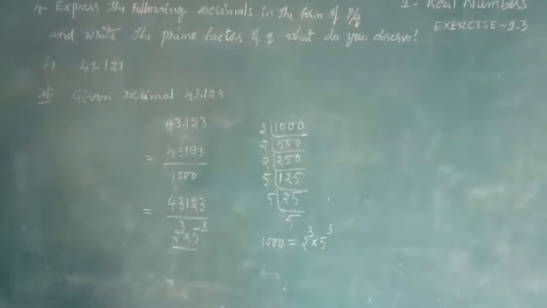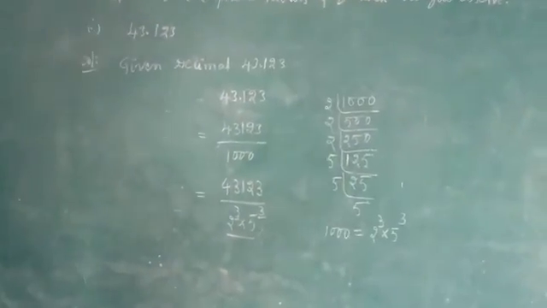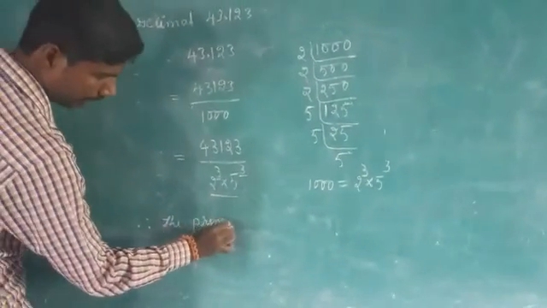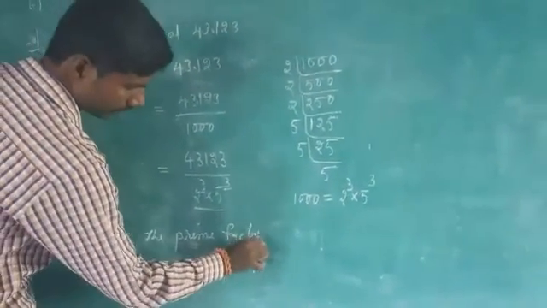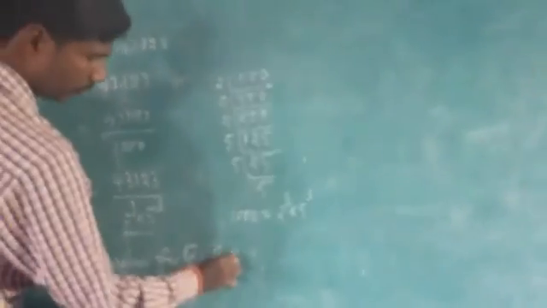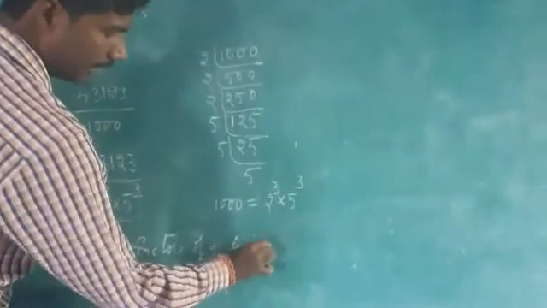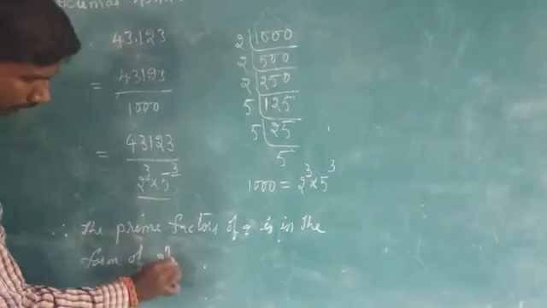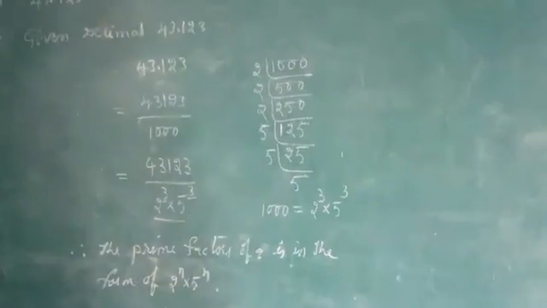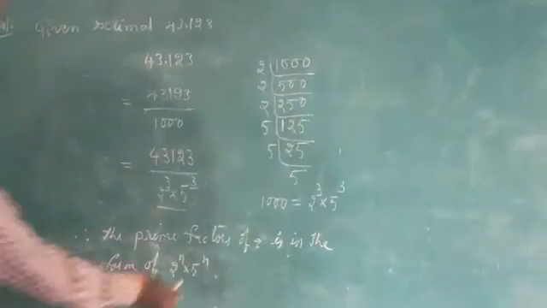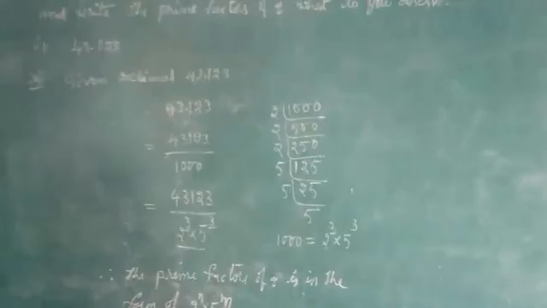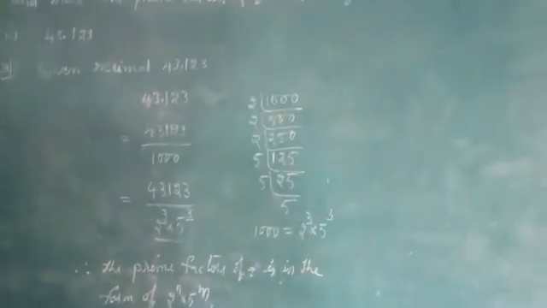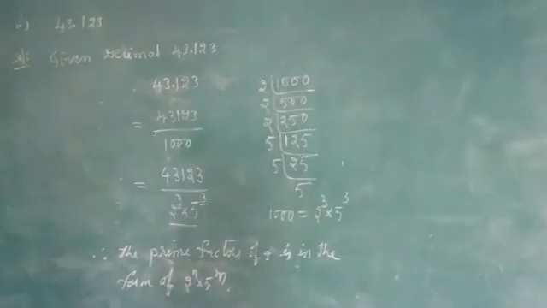You see, what am I writing? The prime factors of Q is in the form of 2 to the power of n into 5 to the power of n. Or m also you can take, no problem at all. If I am writing m, it is there in the theorem, that's why I wrote it. So if it is there in the denominator in the form of 2 to the power of n into 5 to the power of n, then it is a terminating decimal expansion.